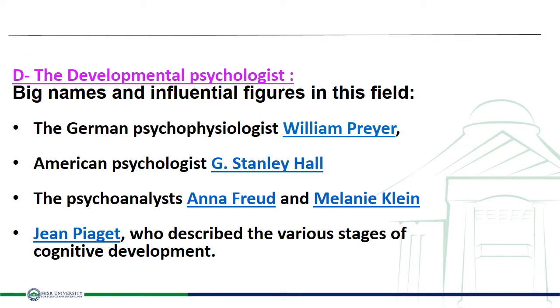What about the big names and figures in this field? We have some big names. For example, the German psychophysiologist William Preyer, the American psychologist Stanley Hall, and some of the psychoanalysts such as Anna Freud and Melanie Klein. And also we have one of the most important figures in this area, Jean Piaget. Jean Piaget developed an important, influential theory about cognitive development. And he stated that cognitive development has four stages. And now we are going to clarify these four stages and the differences among them.